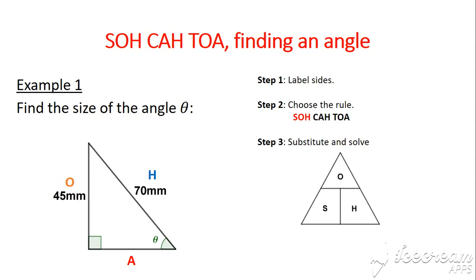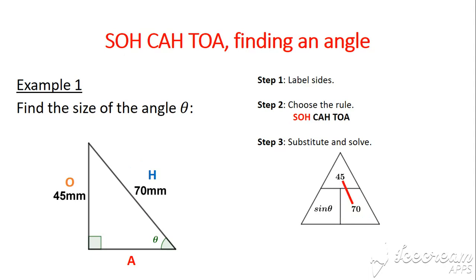So here's our SOH triangle. We're up to step 3. We're about to substitute and solve. So the S means sine of the angle theta, but we don't know what theta is, so I can't put that into that section of the triangle. I do know O is 45, so I'm going to replace O with 45, and I do know my H is 70, so I'm going to replace H with 70.